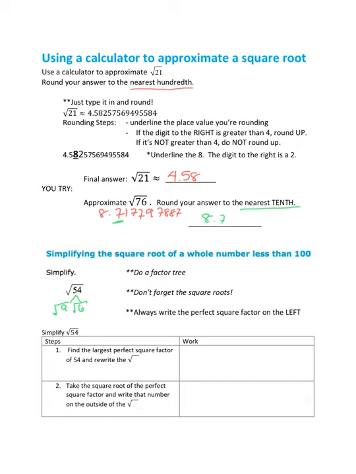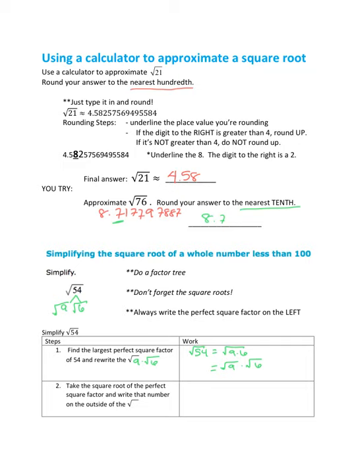Now, is either of these a perfect square? Yes. So I found the largest perfect square of 54 and rewrite it. So it's the square root of 9 times the square root of 6. So there's my work. Square root of 54 equals the square root of 9 times 6, which also can be shown as the square root of 9 times the square root of 6.